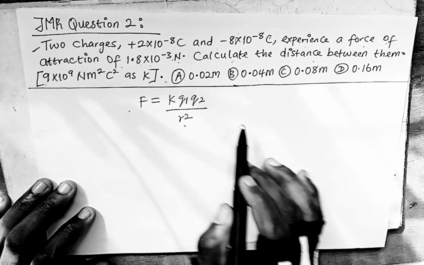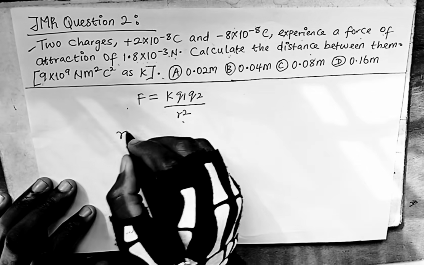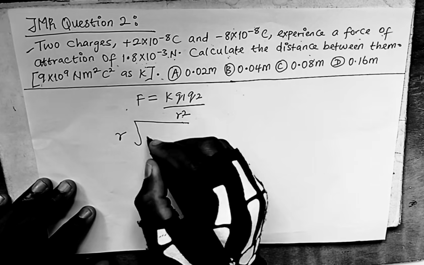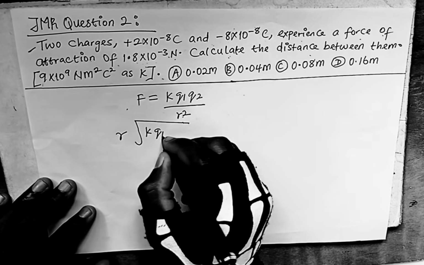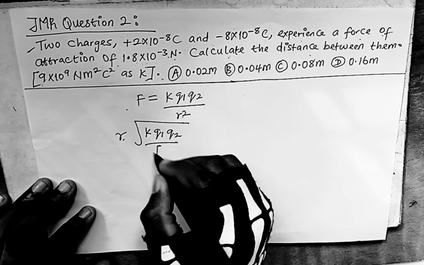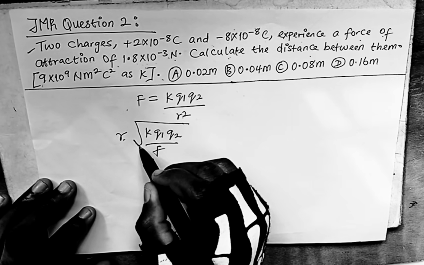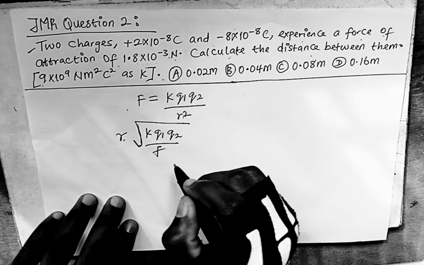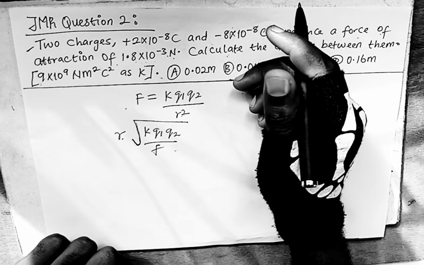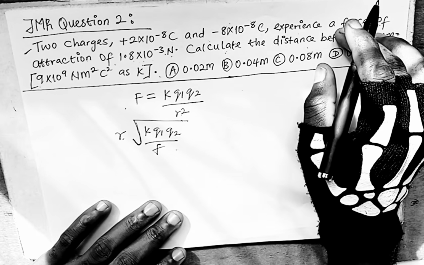If we make distance the subject of the formula, we are left with R. The square will come out and it will come down to square root. So R equals the square root of KQ₁Q₂ over the force. This square now turns to square root. So this is the formula we are going to use to find the distance.